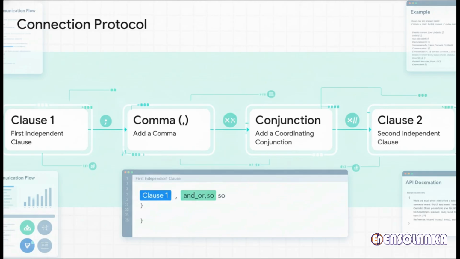So to join two of these complete thoughts into one smooth sentence, you just have to follow this super simple protocol. It's 4 easy steps. Write the first clause, add a comma, pick the right connecting word, and then write the second clause. This structure is absolutely essential for clear and professional writing.